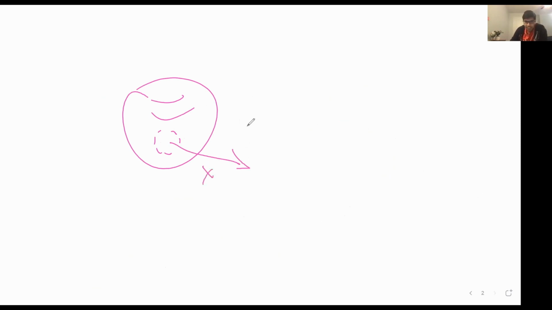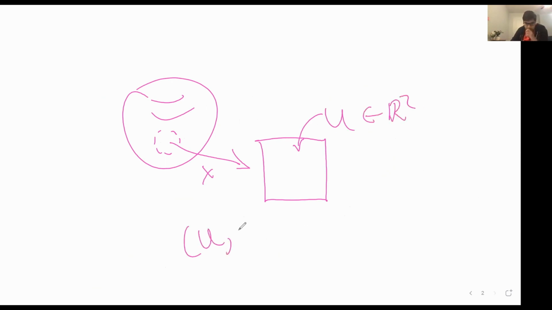For example, we have the Earth, and then we have any location here. There is some map, let's say X, that goes to some portion of R2, and we call this U. Then this combination of U, which is in R2, and the map X. Actually, we shouldn't call this a map. We should call this a chart. Wait, hold on. Do we call this U or do we call this U?